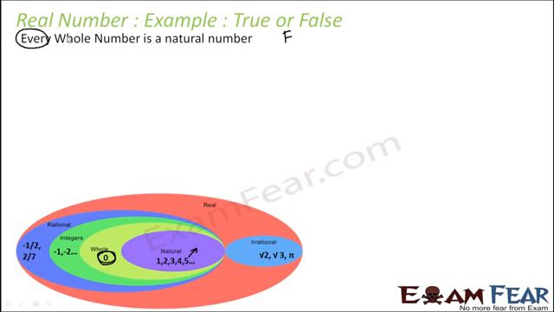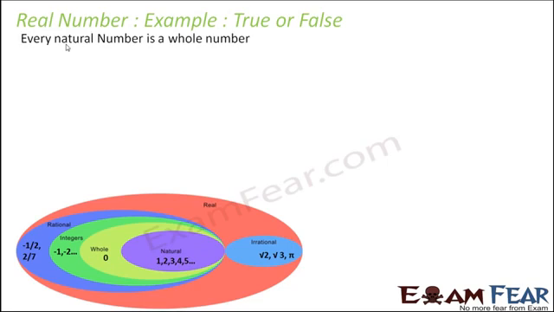If you say the same question as "some whole number is a natural number," the answer is true. Right? Because you have 1 or 2 or 3, there is a whole number that is also a natural number. So you should be very careful about these words. If it is "some," the whole statement is true. If it is "every," the statement is false.